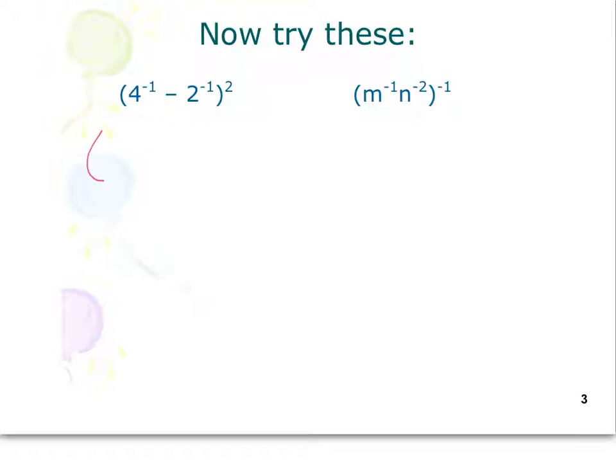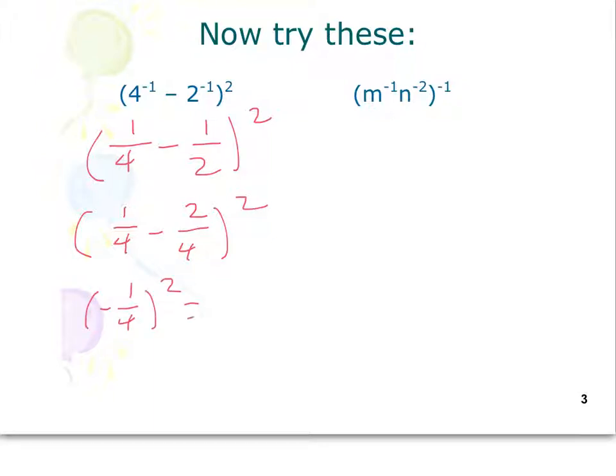What I would do on this one here is rewrite that as 1 over 4. This could be rewritten as 1 over 2. Then we can get a common denominator here. Subtract those, which would end up being negative 1/4 squared, which would be negative 1/4 times negative 1/4, which would simplify all the way to 1 over 16. Okay?